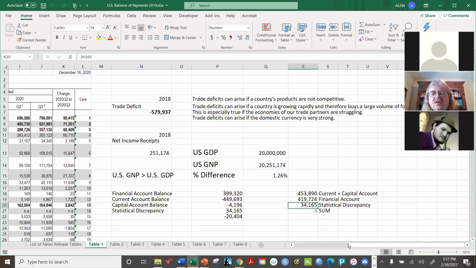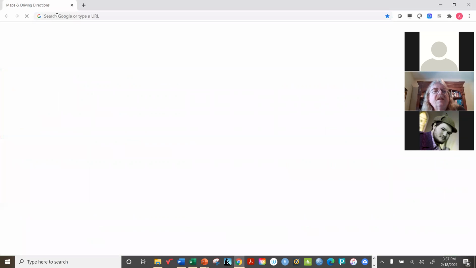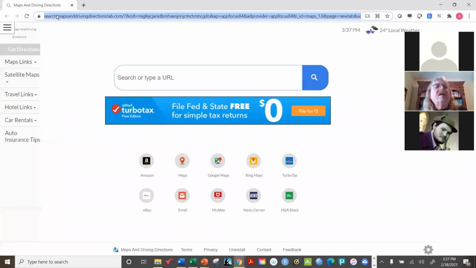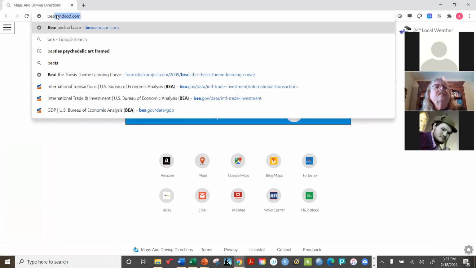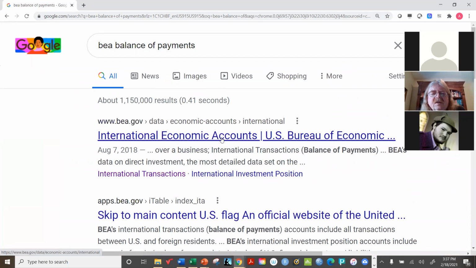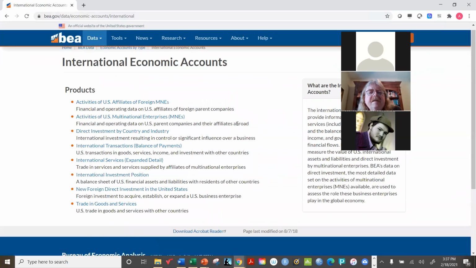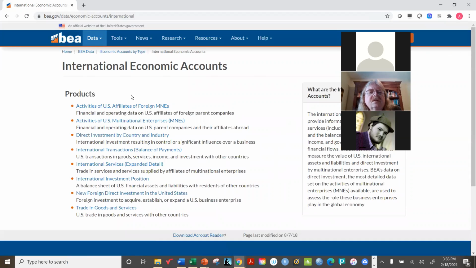So anyway, what is all this? And by the way, where did I find this? All right, if you go to the Bureau of Economic Analysis, U.S. International Economic Accounts, U.S. Bureau of Economic Analysis. And now here, they're going to show you what's available. Let's see, here it is, international transactions or balance of payments.